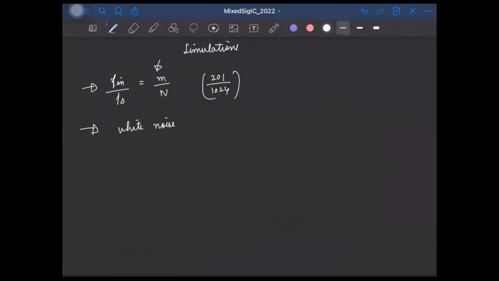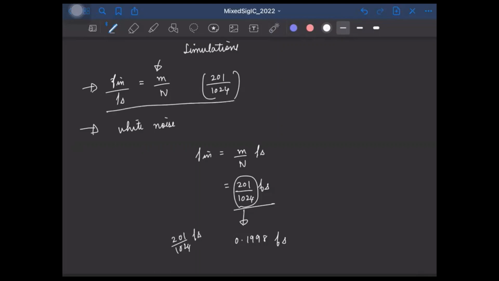In the first case, we need to make sure the input frequency is of the form m/n times fs, right? Or in the example we chose, it has to be something like this. So this can be exactly satisfied with simulations, right? Again, in simulation, you need to be careful. You should not simplify this fraction and write something like 0.199 or something, right? So don't simplify this fraction and give the value as this, okay? You should retain the frequency as exactly this, right? And if you do this in simulation, we can ensure that the signal is exactly falling on a bin, right?